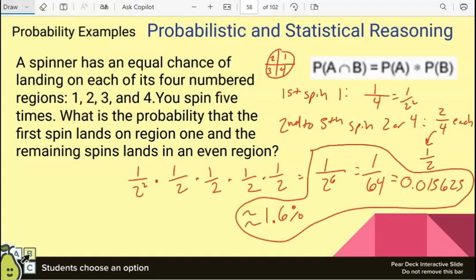The probability that the first spin lands on region 1 and the remaining spins land on an even region would be 1.6% approximately. The first spin is 1 out of 4. The second through the 5th spins are each going to be 2 out of 4, since there's 2 even numbers there, which you can rewrite as 1/2. Multiply them together, you get 1 over 2 to the 6th power. That's 1 over 64.